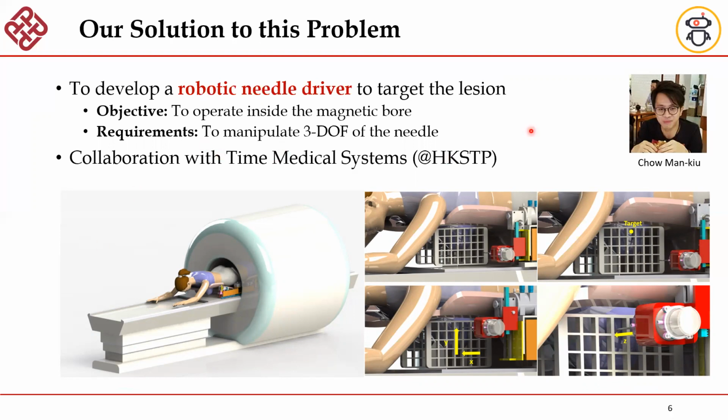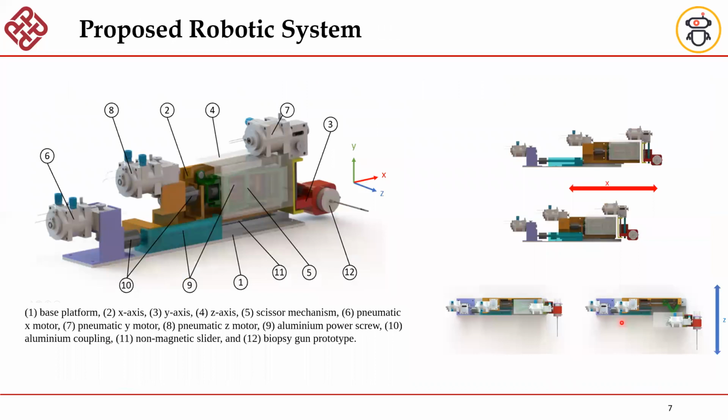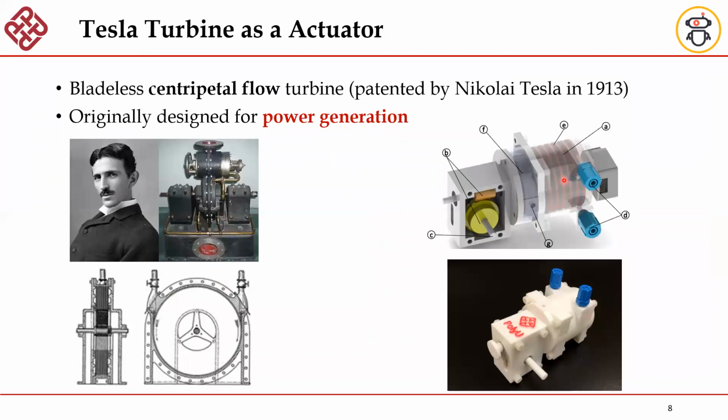We collaborated with a medical imaging company here in Hong Kong, and our initial design was a 3 degrees of freedom robot with 3 pneumatic motors driving the canonical X, Y, Z directions of this system. In this paper, the question we're trying to answer is: can this Tesla turbine be used as an actuator? Can it produce usable motions for a robotic mechanism?